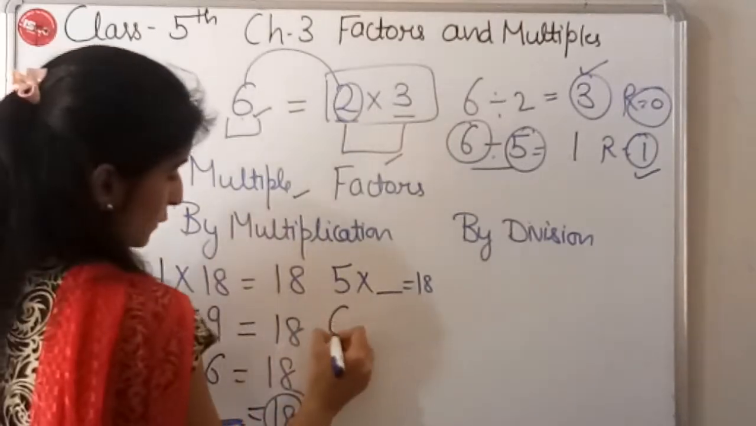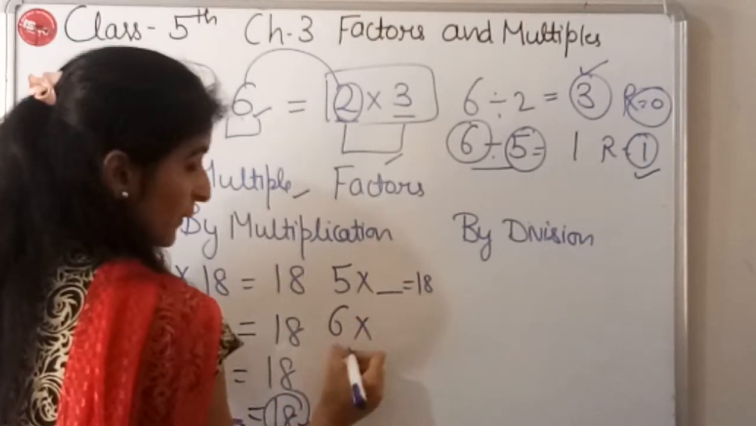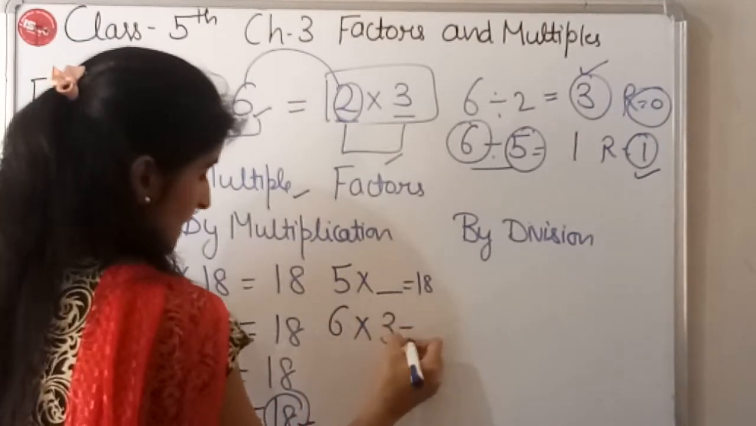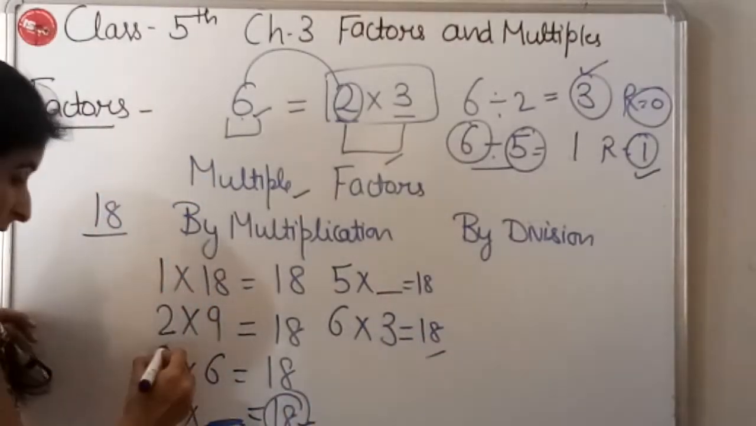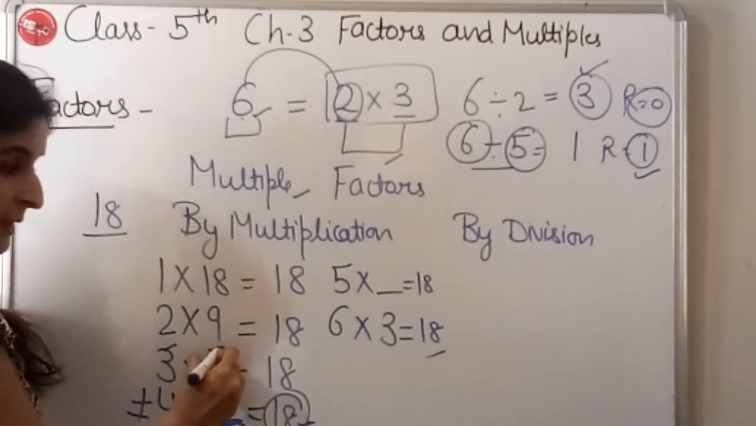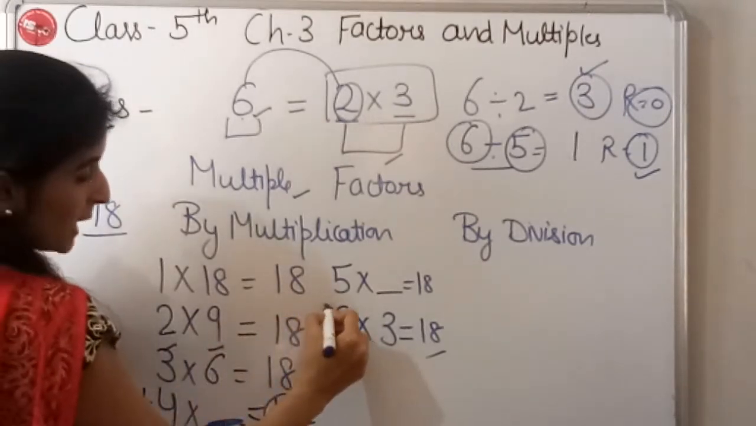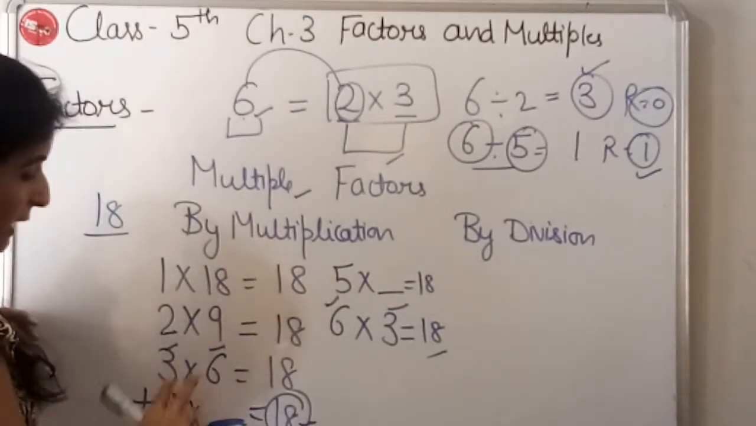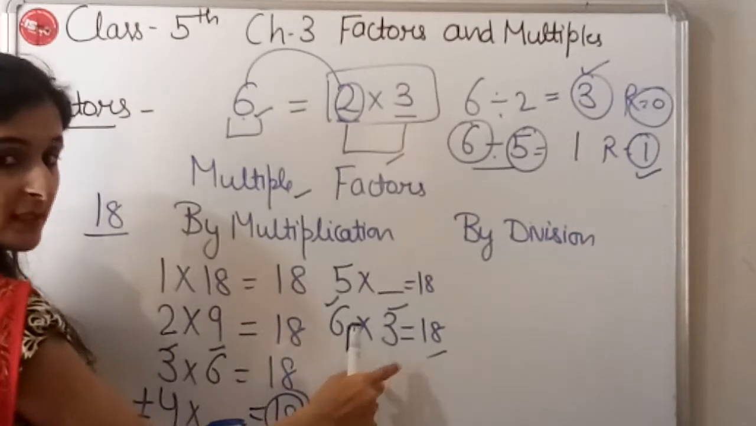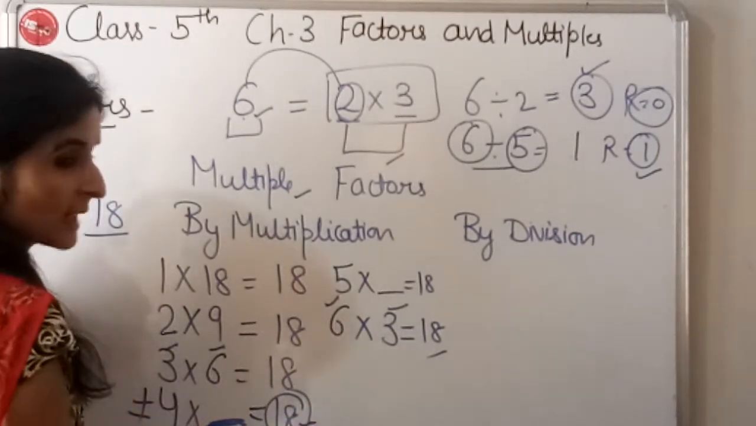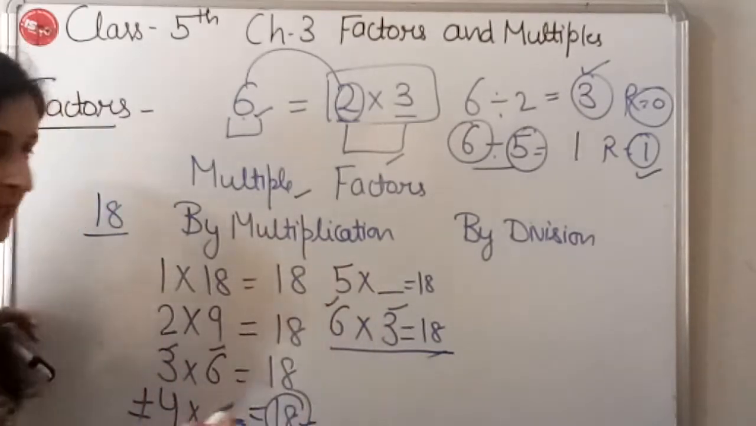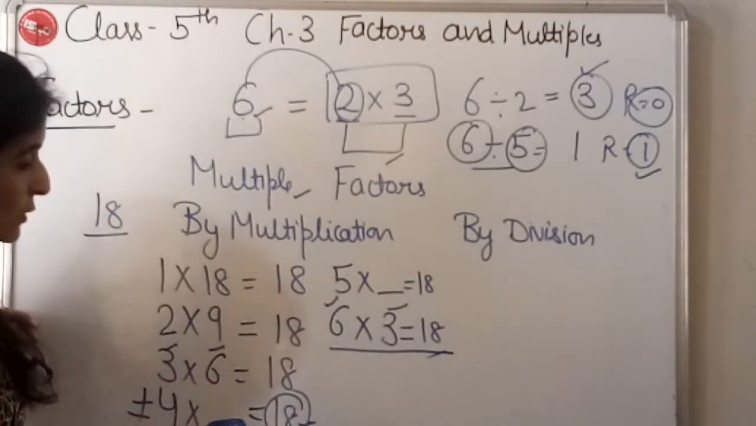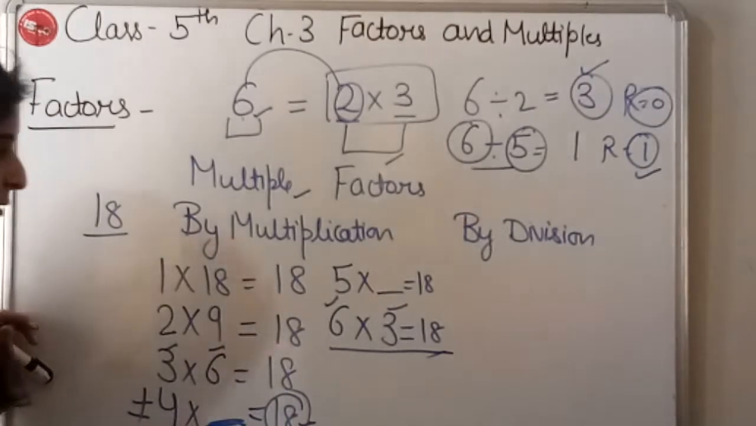Now let's come to 6. If I multiply 6 by 3, then I will get 18. So here 3 multiplied by 6 we have already taken, and here we have come with 6 multiplied by 3. So here the digits have been reversed. If the digits are reversed, then we have to stop finding the factors there itself. So now what are the factors of 18?